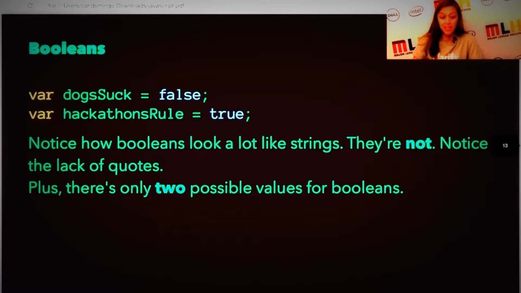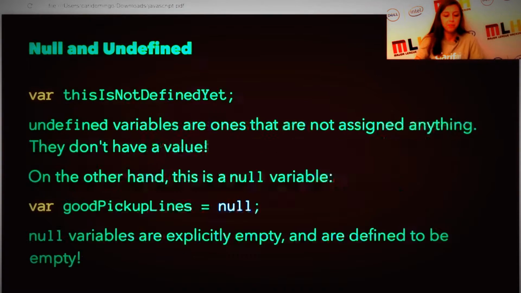There's also booleans. Booleans are the values of true or false. If you notice, I have dogsSuck equals false and hackathonsRule equals true. Booleans look a lot like strings, but they're not strings. They don't have any quotes around them, and it's just true and false. You can't have a Boolean that's, again, fish. You can't have a Boolean that's Major League Hacking. Your Booleans can only be true or false, and I'll explain why those are important a little later.